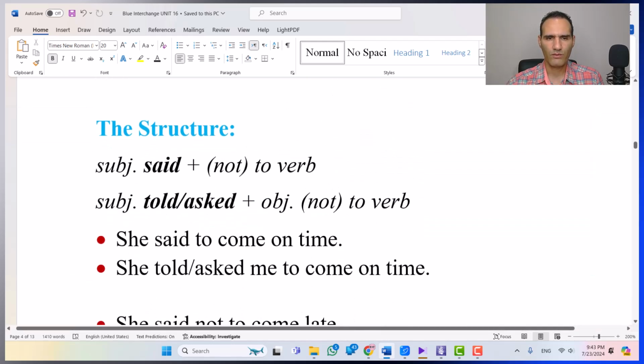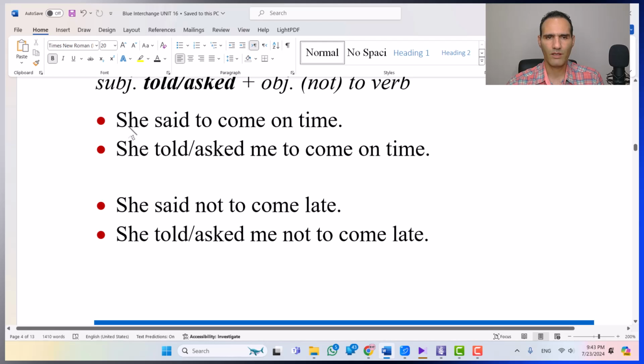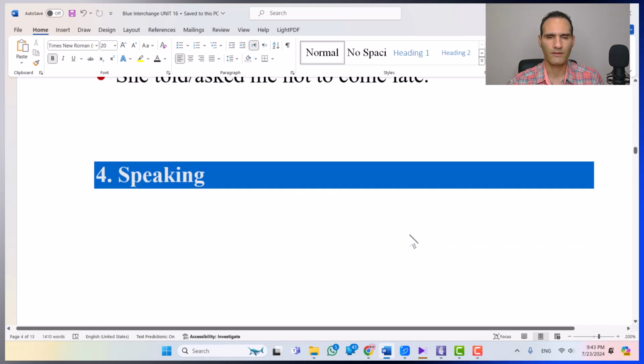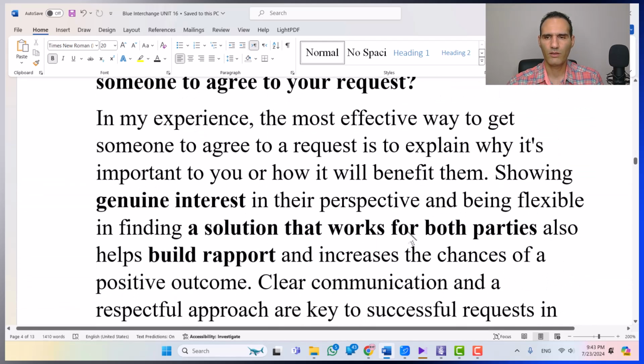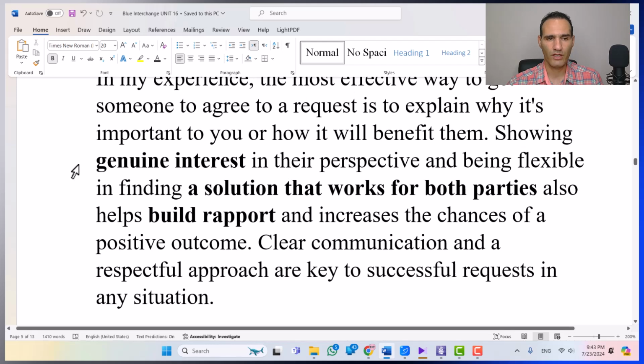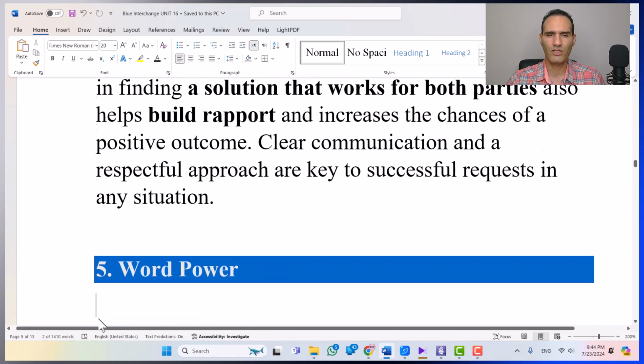Grammar focus that we talked about here, for example, she said to come on time, or she told me to come on time, or she said not to come late, she told me not to come late. And here again, the sample response, genuine interest was beautiful. We talked about a solution that works for both parties or for both sides. Rapport that we talked about, a friendly feeling or relationship, build rapport or establish rapport.